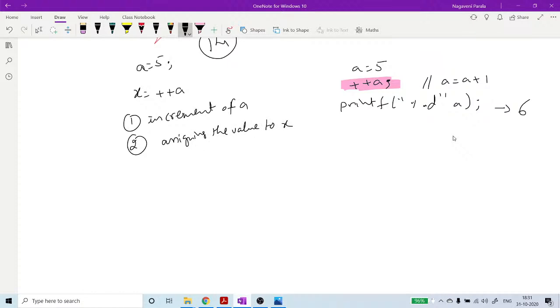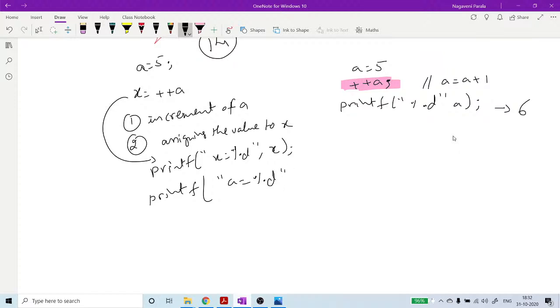After this statement, if I try to print the values of x, I am printing printf x equal to percent d, x value, and printf a equal to percent d, a. I'll write a program. First we will evaluate on paper.